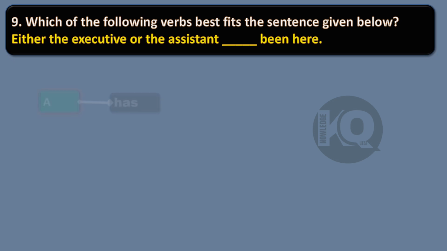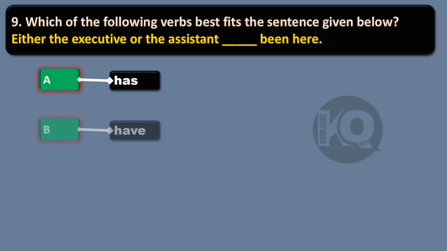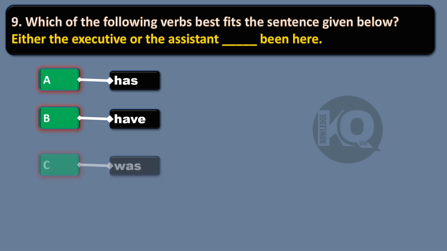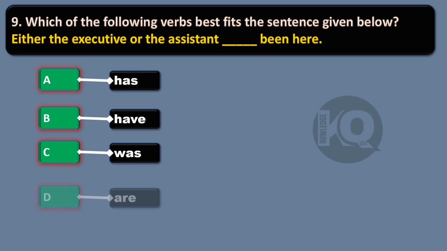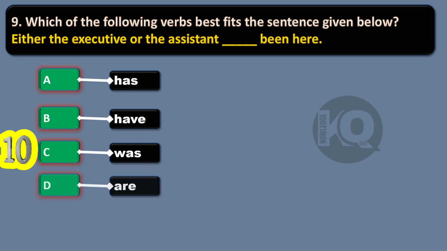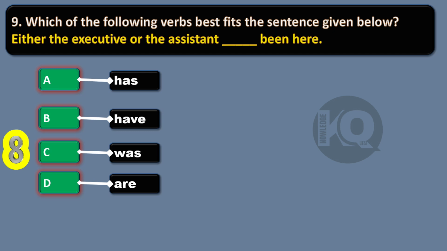Number 9. Which of the following verbs best fits the sentence given below? Either the executive or the assistant blank been here. A. Has, B. Have, C. Was, D. Are. The correct answer is A, which is has.